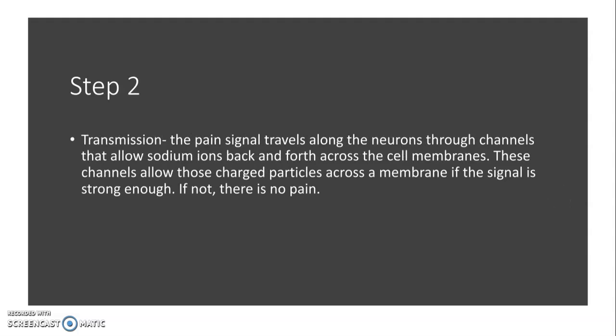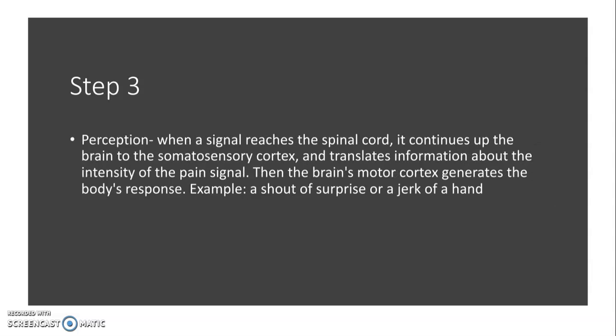And step 2 is transmission. The pain signal travels along the neurons through the channels that allow sodium ions back and forth across the cell membranes. These channels allow those charged particles across the membrane if the signal is strong enough. If not, there is no pain. So this is just the process in which the pain travels to the neurons to be determined whether or not it needs to be recognized by the brain.